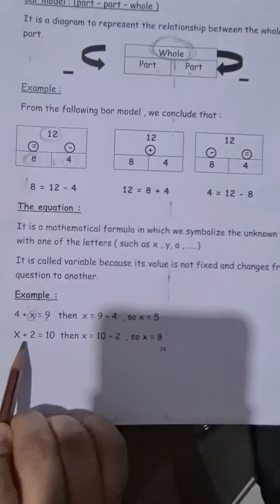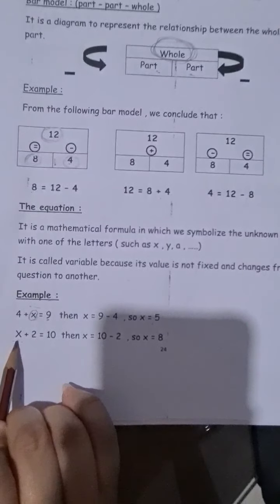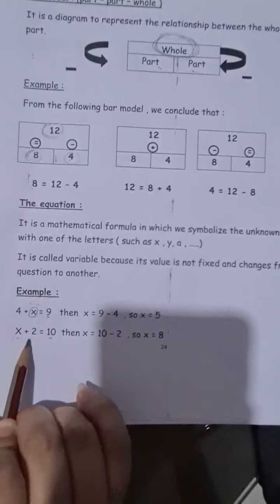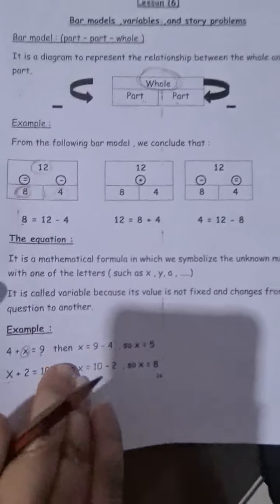Here, if I have X plus 2 equals 10, this X is unknown. So how can I get the X? I do 10 minus 2 equals 8. Okay, turn to page 25.